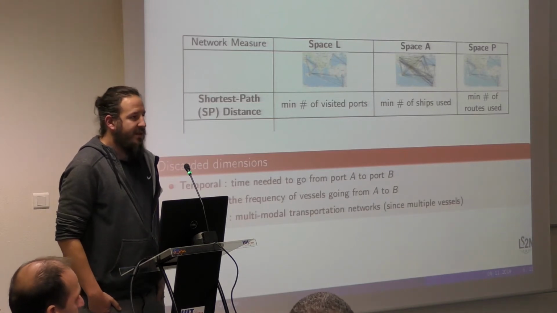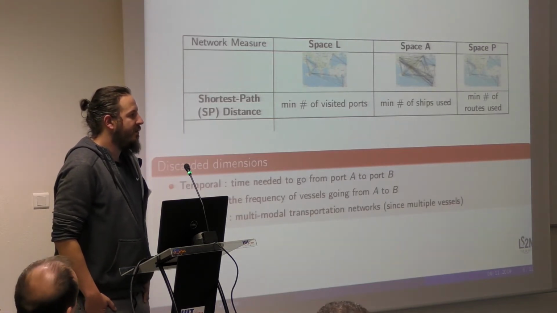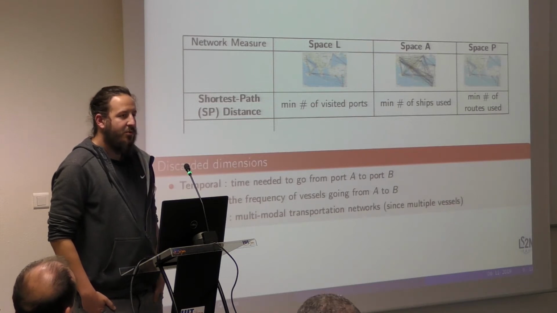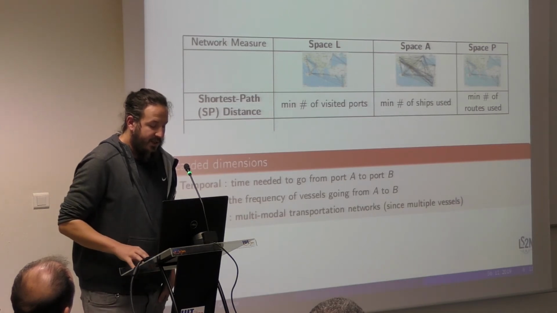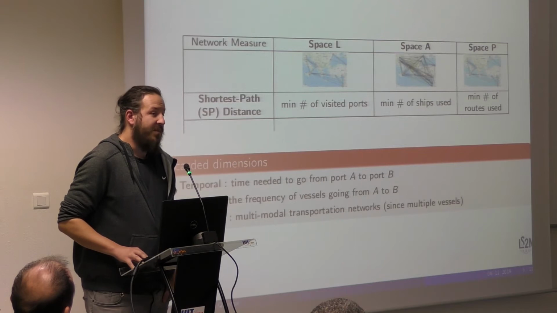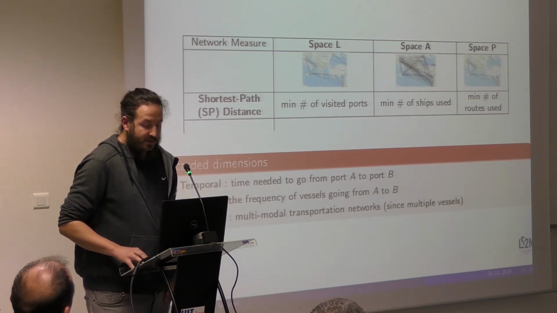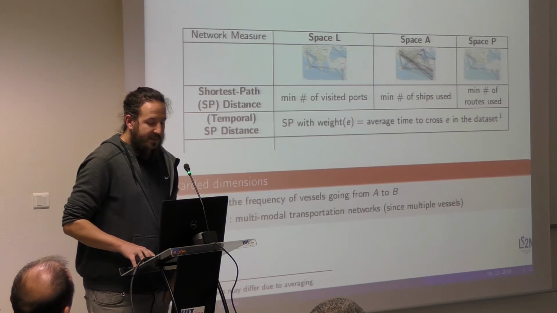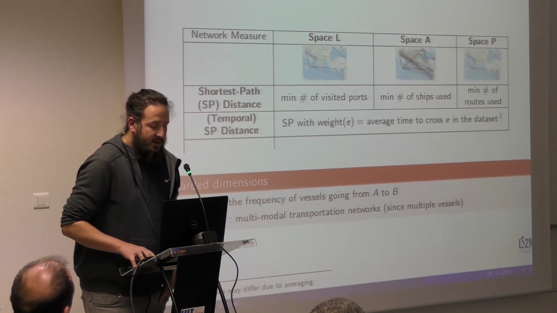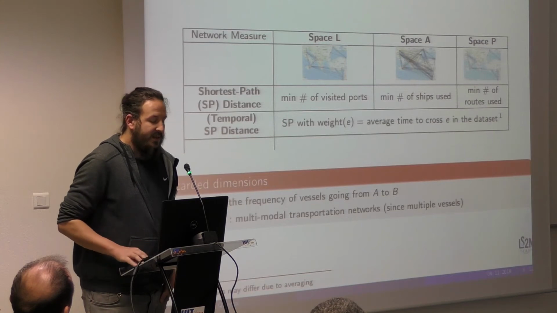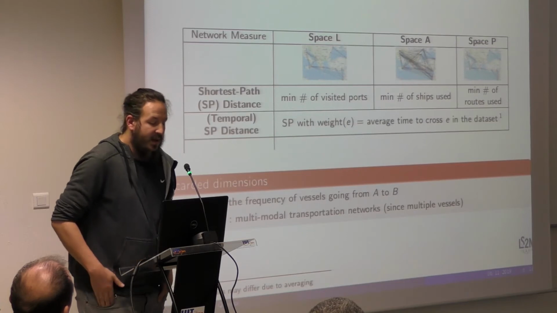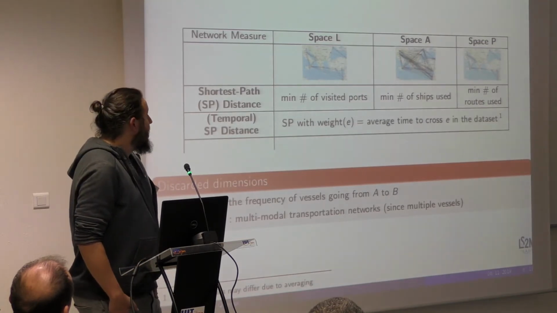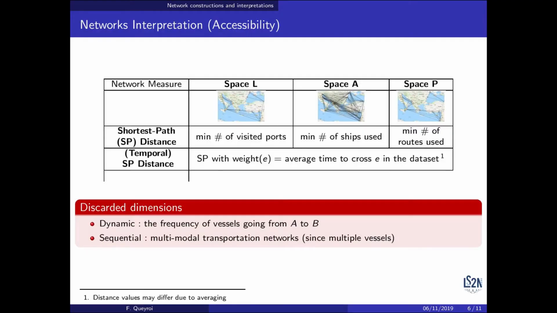But with accessibility, there is also a different dimension that we can incorporate in particular, one of which is the temporal dimension, which is simply the time we need to go from one place to another. Most of the time, we define it as a weight on the edge, and we calculate the shortest path using the edge. So in this case, the accessibility of a port will be the mean time it takes to go from this port to any other port in the network.